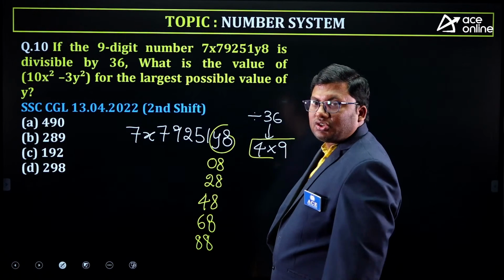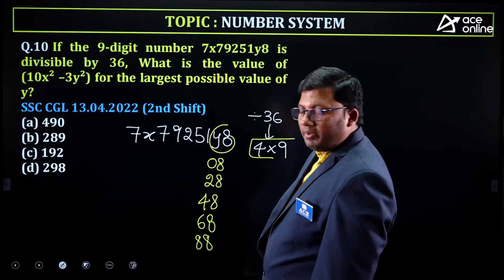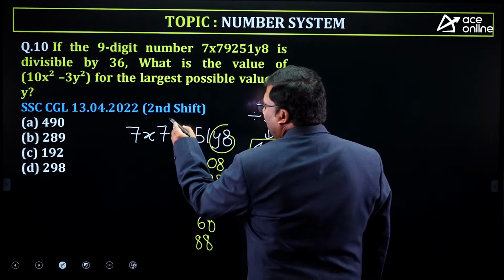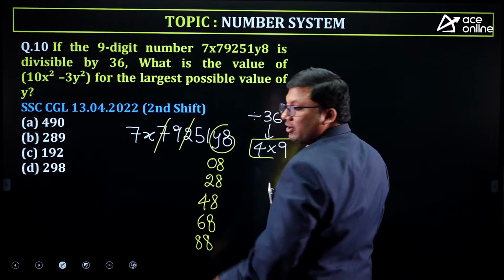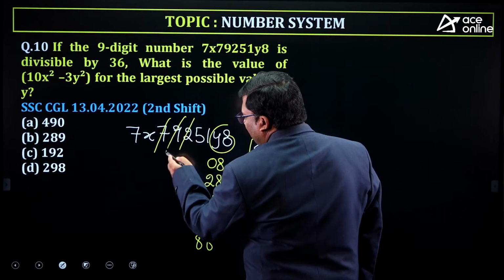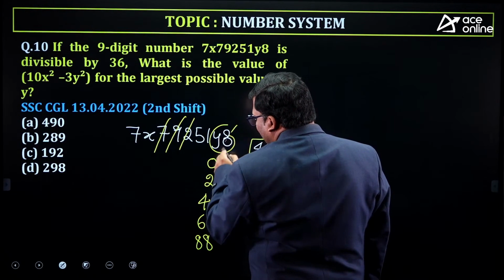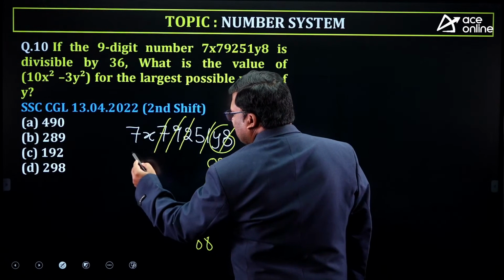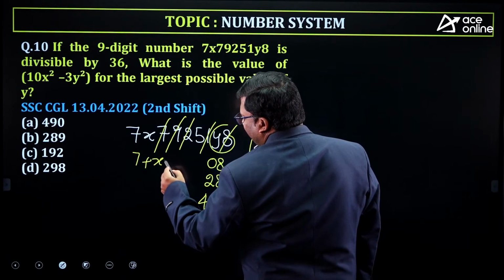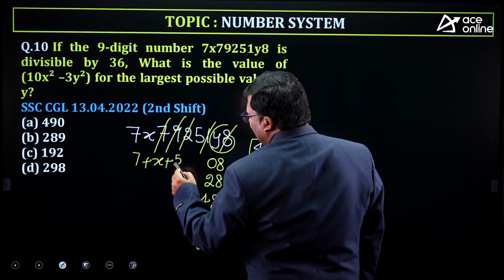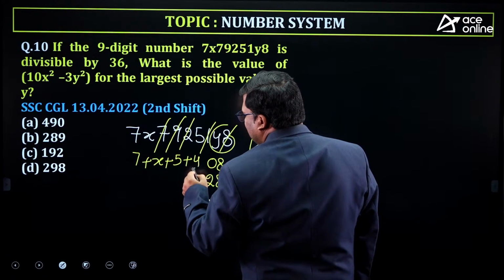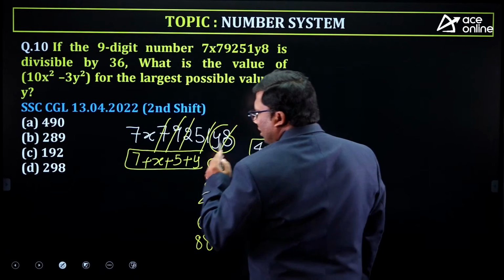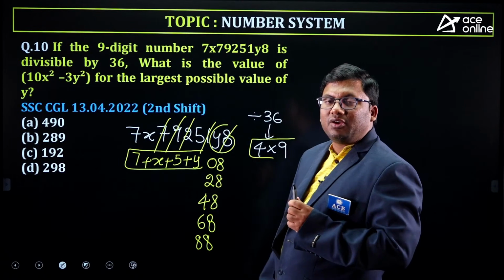The sum of the digits should be divisible by 9. We will remove 7 plus 2, which is 9. 9 also we will remove. 8 plus 1 also we will remove. What is left over, sir? Here it is 7, then x is left over, then 5 is left over, then y is left over. Are you all with me?